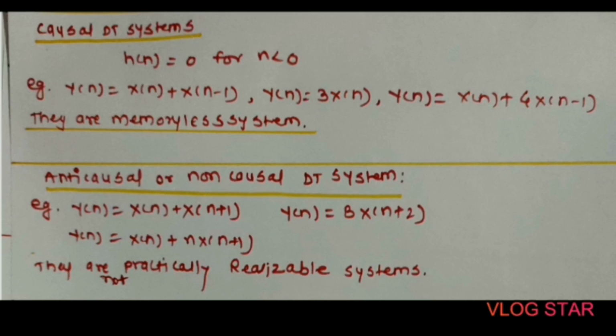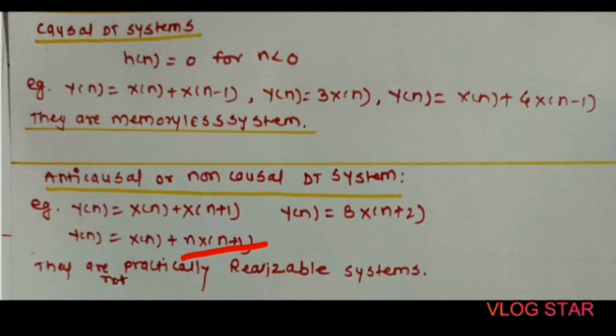Some examples of non-causal systems are y of n is equal to x of n plus x of n plus 1. The value of y of n depends on the present value x of n and the future value x of n plus 1. Second, y of n is equal to b into x of n plus 2. The value of y of n depends on x of n plus 2, that is a future value. In the third example, y of n is equal to x of n plus n into x of n plus 1. Here y of n will again depend on the future value, that is x of n plus 1.